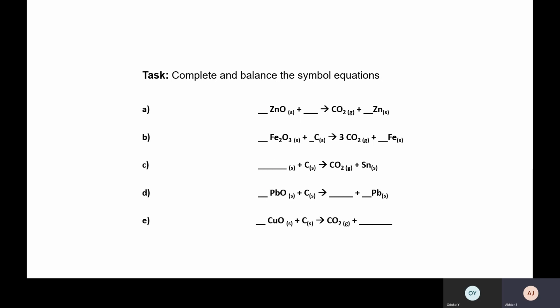Okay, right, let's check your answers. You'll notice that all of these equations show the reduction with carbon. In every case, for the metal oxides, the oxygen gets removed. That oxygen binds to the carbon. We always make carbon dioxide gas, and the pure metal is formed. So that is how we can extract metals from metal oxides, using carbon, but only when carbon is more reactive than that metal.